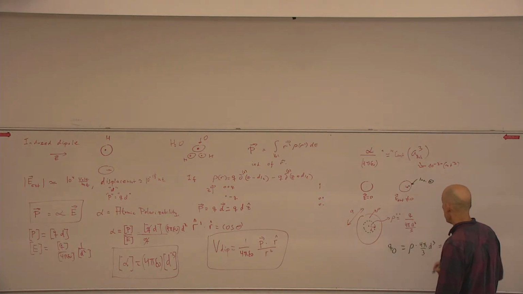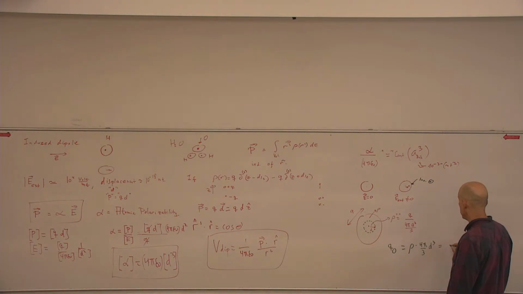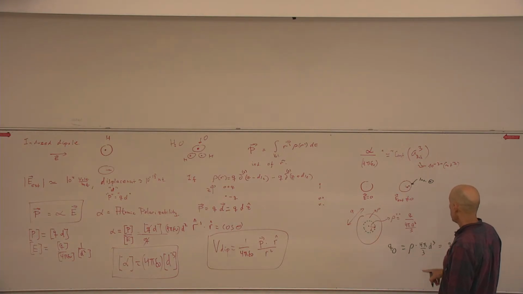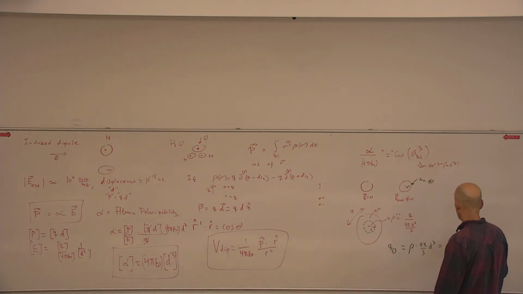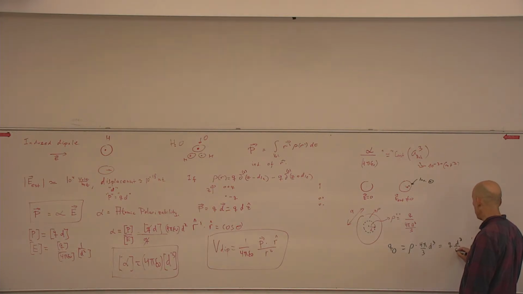So what is this charge? I will just cancel it here. This is Q d squared, d to the power 3, divided by a to the power 3.